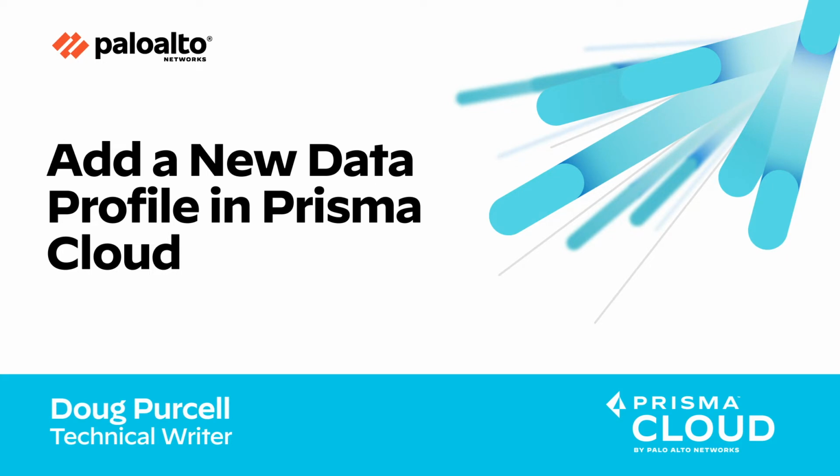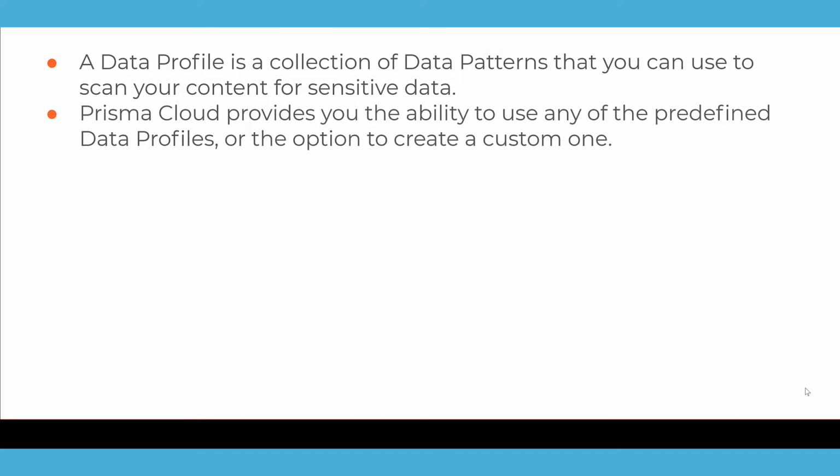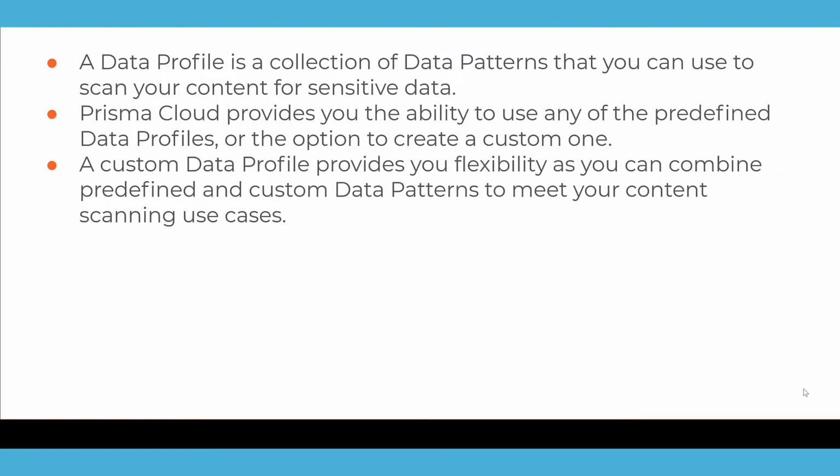The title of this video is Add a New Data Profile in Prisma Cloud. A data profile is a collection of data patterns that you can use to scan your content for sensitive data. Prisma Cloud provides you the ability to use any of the predefined data profiles or the option to create a custom one. A custom data profile provides you flexibility as you can combine predefined and custom data patterns to meet your content scanning use cases.